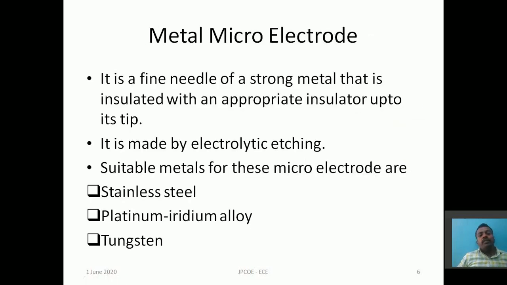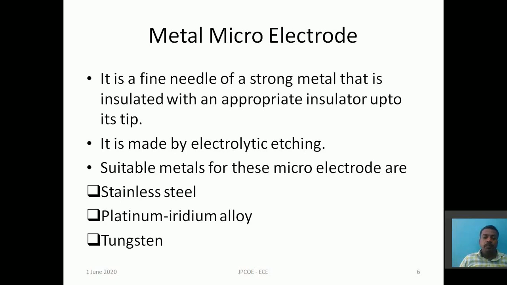This is the cross-sectional view of metal microelectrodes. It is a fine needle of strong metal. Actually, a metal microelectrode looks like a normal needle. It is insulated with an appropriate insulator up to the tip. It is completely insulated, and only the tip is exposed. It is made by electrolytic etching.